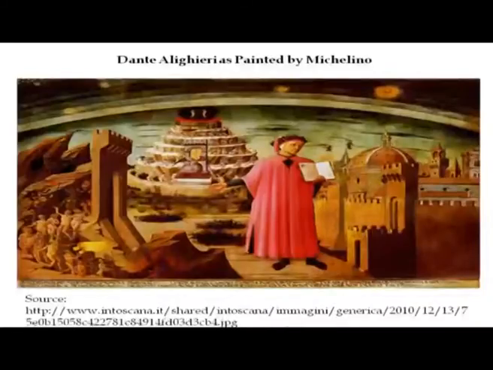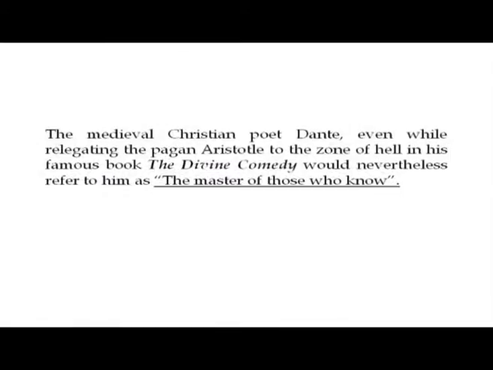What is even more astonishing than the number of books that Aristotle wrote is the number of topics that he covered in these books. The scope of Aristotle's work included, among other things, rhetoric, poetics, sciences, especially the science of biology, politics, ethics, metaphysics, and in all of these subjects, Aristotle remained an undisputed authority for more than 1,000 years after his death. It is therefore not surprising that the medieval Christian poet Dante, even while relegating the pagan Aristotle to the zone of hell in his famous book, The Divine Comedy, would nevertheless refer to him as, quote, the master of those who know.